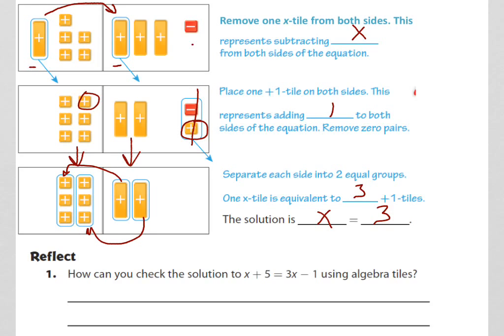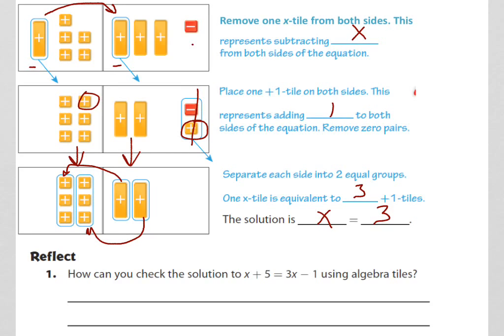Okay, now here's what I need for you to do. If you don't mind, pause the video and take a look at how you think you can check the solution to x plus 5 is equal to 3x minus 1 using the algebraic tiles. And once you figure it out, come on back and let's go ahead and take a look at it.